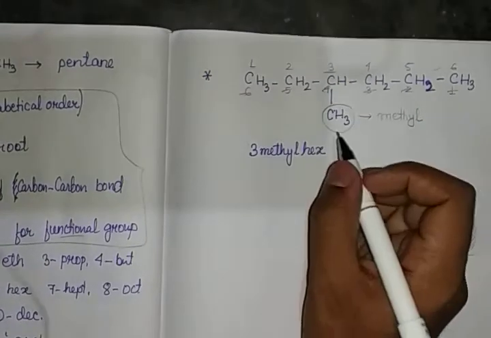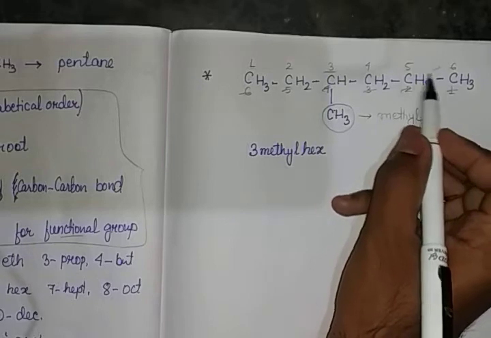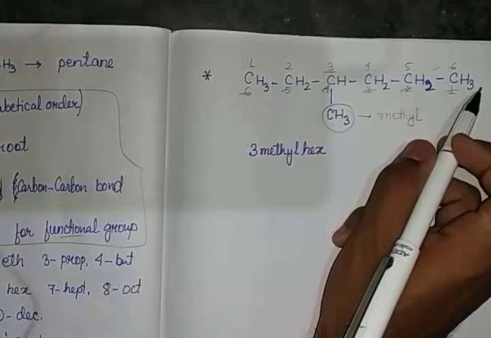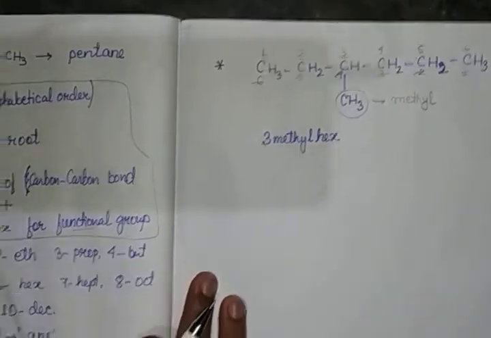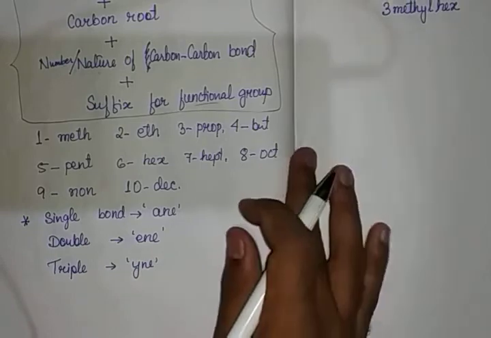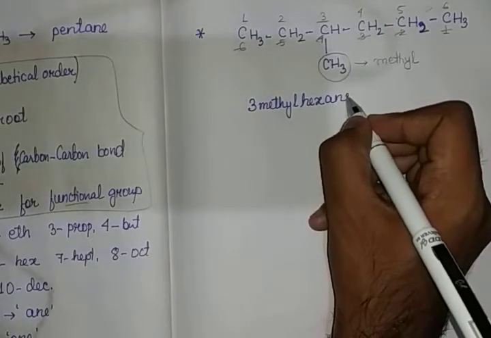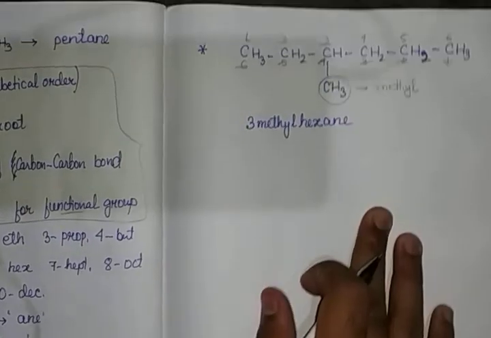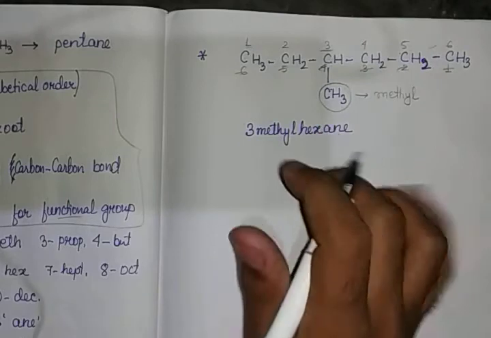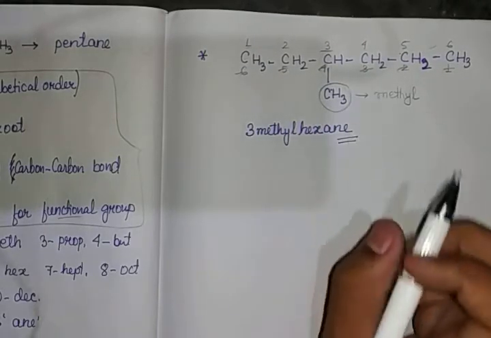hex. After that, you see that all the bonds present are single bonds. Then when all the bonds present are single, we have to write "ane". So here we need to write hexane. Then here no functional group is present, so that is why the name for this compound will be 3-methyl hexane. This will be the name for this compound.